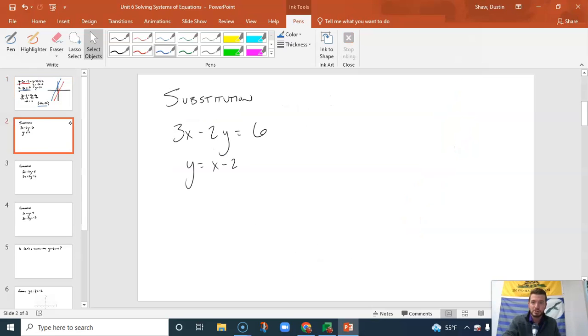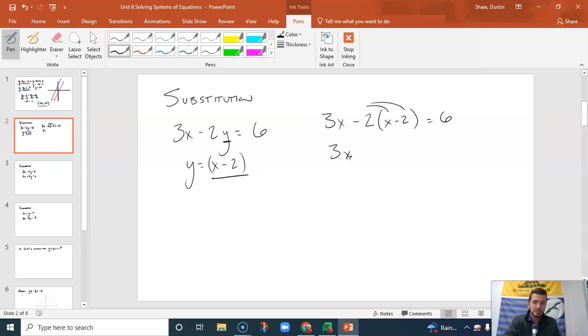All right, moving on to substitution. So you see that I have y equals x minus 2. So I'm going to put that in parentheses, and I'm going to plug this in for this y up here. So let's do it. So 3x minus 2 times, instead of y, I'm going to write x minus 2 equals 6. So now we distribute.